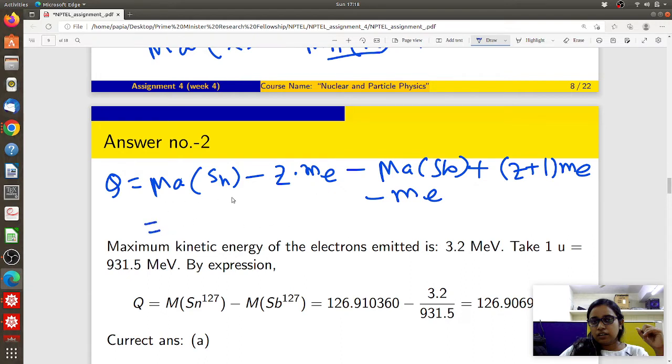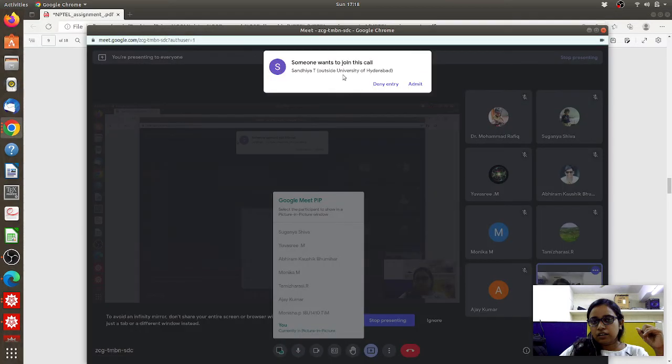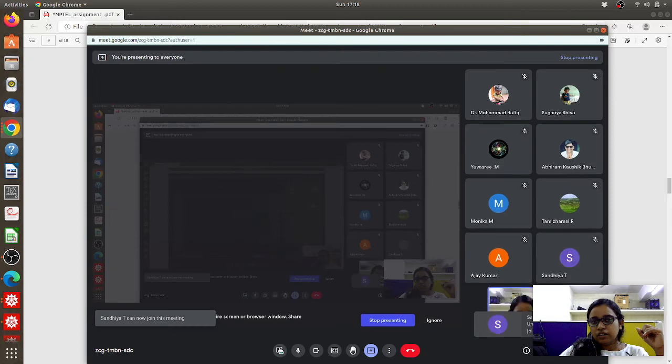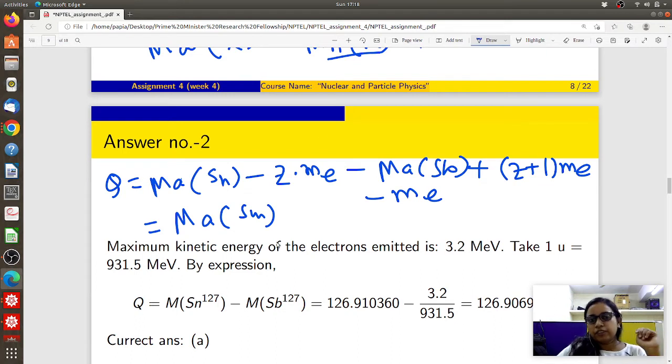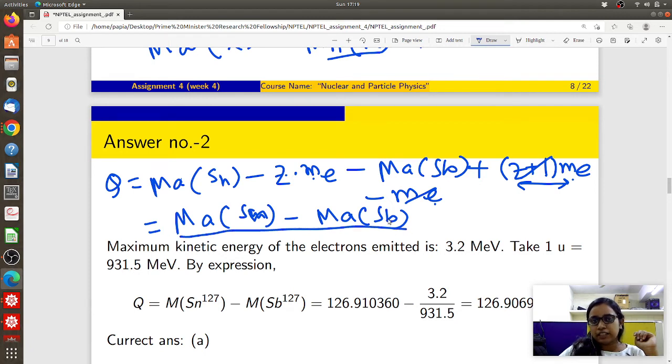So if I just calculate a little bit, then what will be Ma Sn, okay, so Ma of Sn minus Ma of Sb, and you can see that Zme is there and Zme is there, so it will cancel out, and plus Me minus Me it will cancel out. So that means only this term will be there, that Ma Sn minus Ma Sb. So this is the expression for Q value in terms of atomic masses.